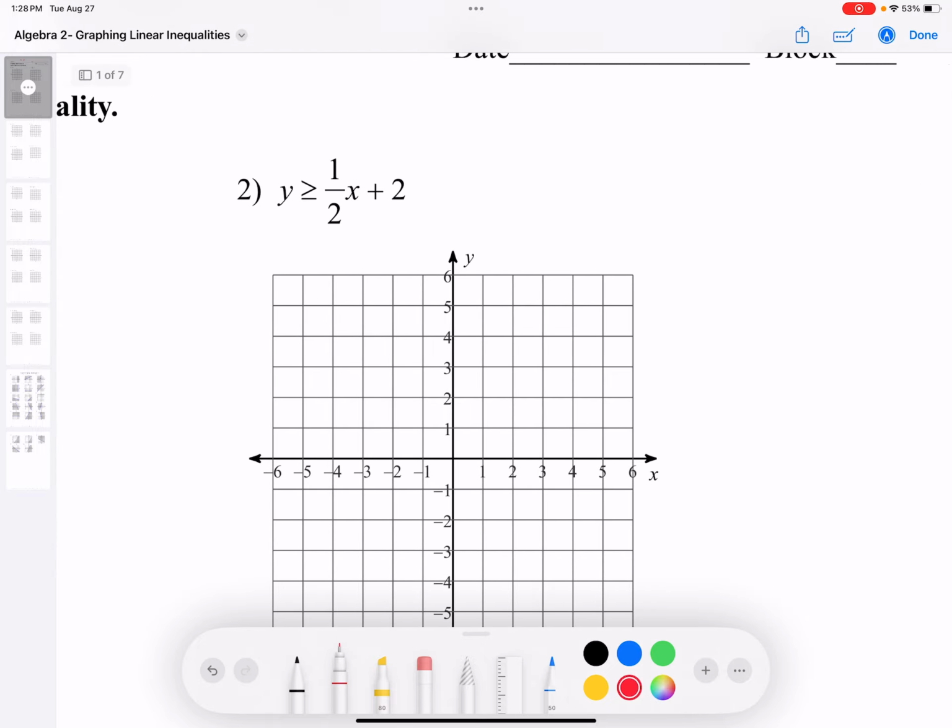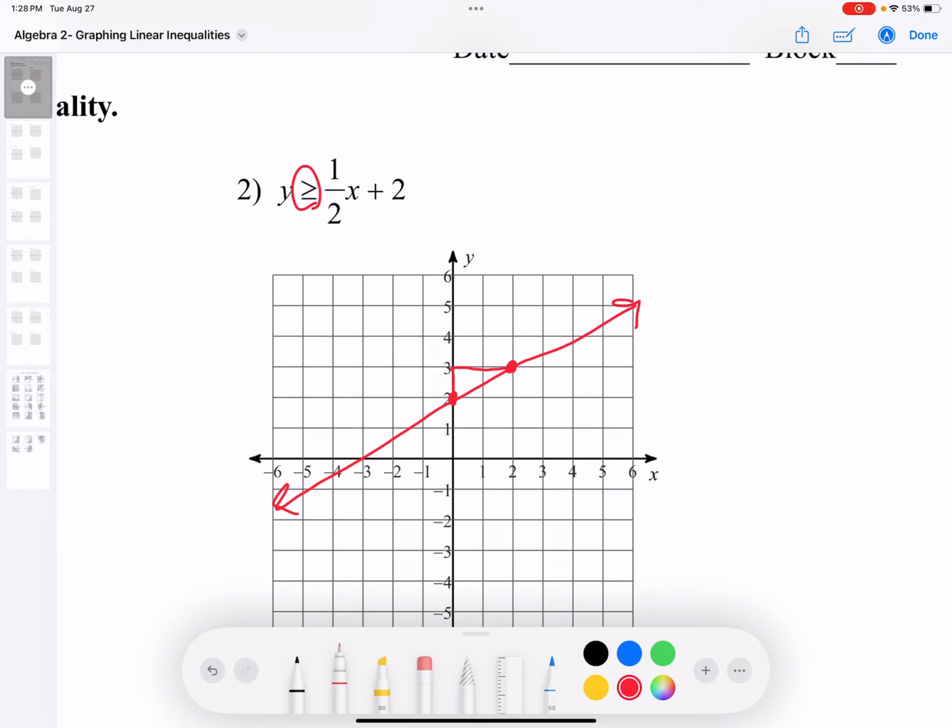Next one, we've got y is greater than or equal to 1/2 x plus 2. So this is y equals mx plus b. So you graph it exactly the same. So you put a point on 2. Then we're going to use our slope as rise over run. So we're going to rise up 1 and run to the right 2 and put our next point. Then we look at our inequality symbol and it gets a solid line. So we're going to draw our solid line.